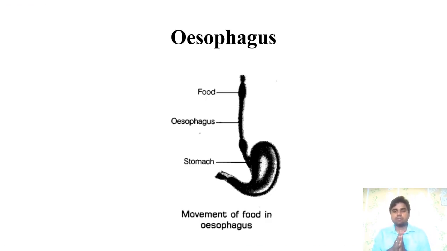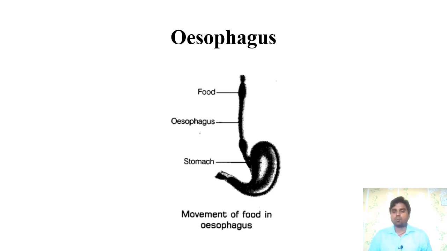Okay, so observe this organ, that is oesophagus, and what you can see about oesophagus. From where this oesophagus starts, from where this oesophagus ends, is there any type of digestion in this oesophagus or not? So all these types of questions you have to think for a few seconds, then I will discuss further.